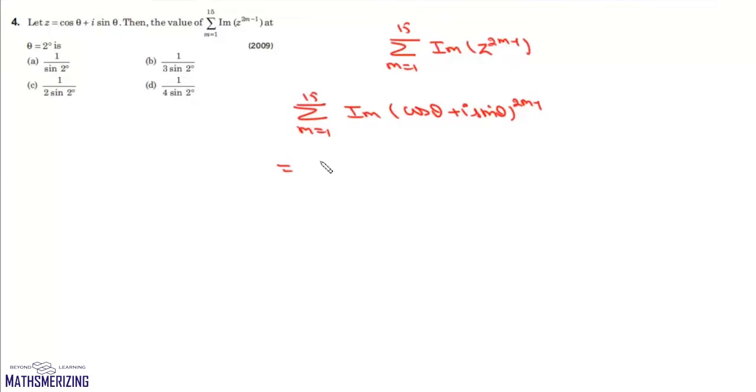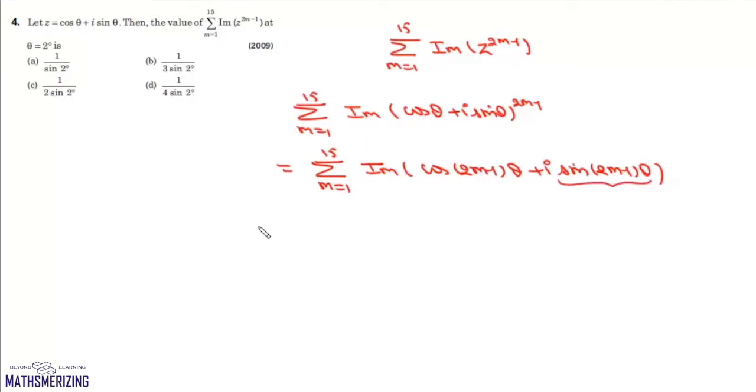Now using De Moivre's theorem, we can write this as summation m varies from 1 to 15, imaginary part of cos (2m minus 1) theta plus iota sin (2m minus 1) theta. Now its imaginary part is sin (2m minus 1) theta. So we can write this summation as summation m varies from 1 to 15 sin (2m minus 1) theta.